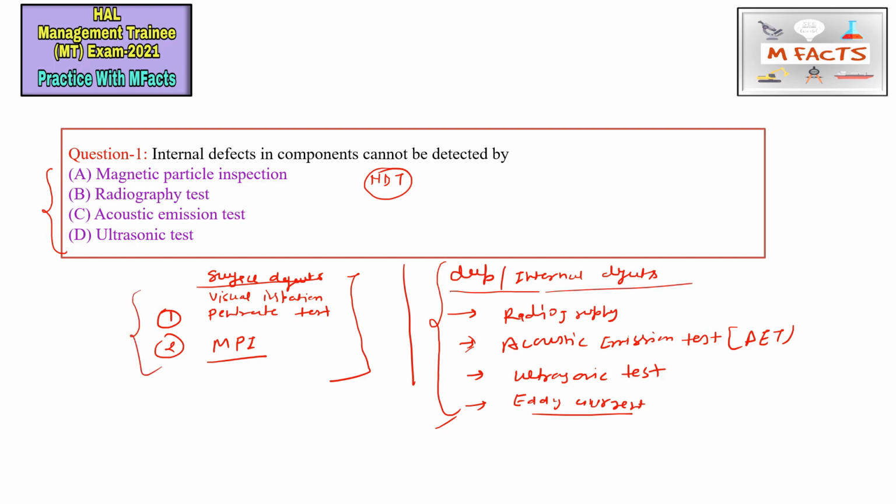So here in this option they have written magnetic particle inspection. They are asking for internal defects in components cannot be determined by. So this A, that is MPI, may not be used for internal defects. We can use radiography, yes, this is correct, this is also correct, this is also correct. Eventually they are asking for the incorrect option, so we can say that magnetic particle inspection is the correct answer for this question, because magnetic particle inspection cannot detect the internal defects in components. So here option A is the correct answer.